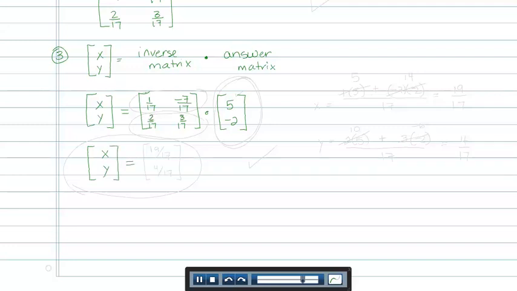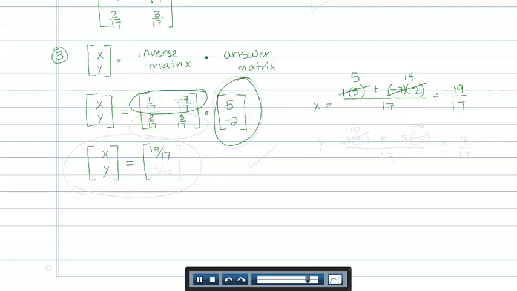Since we're solving for x, we're going to use the top row and the column, and you just combine them. Basically you focus on the top numbers. So x is going to equal 1 times 5 plus negative 7 times negative 2, all of this over the denominator, which is 17. Now you just clean it up. 1 times 5 is 5. Negative 7 times negative 2 is positive 14. And 5 plus 14 is 19. So this would be 19 over 17. And that's the value of x, 19 over 17.